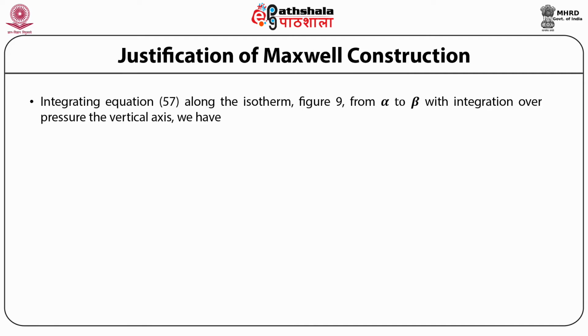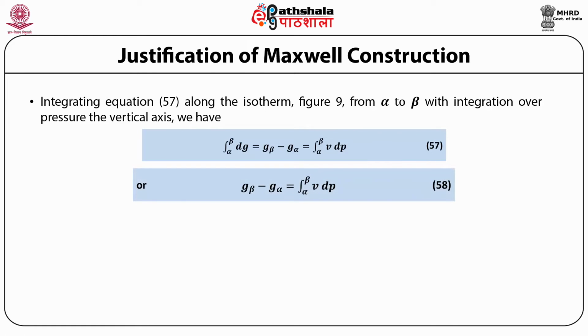Integrating equation 56 along the isotherm in figure 9 from alpha to beta, with integration over pressure, the vertical axis, we have the integral from alpha to beta of dG, which is G beta minus G alpha, is equal to the integral from alpha to beta of V dP.